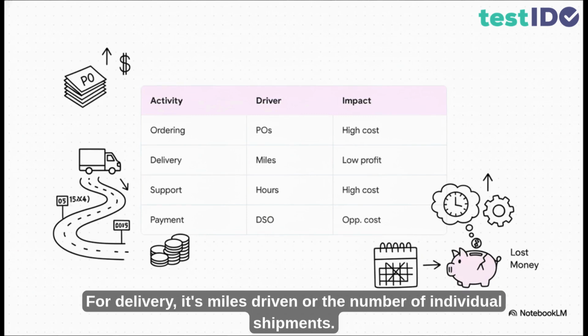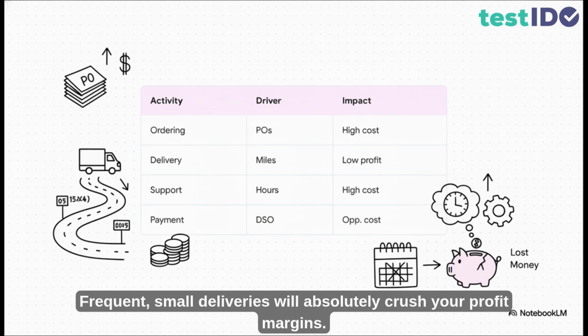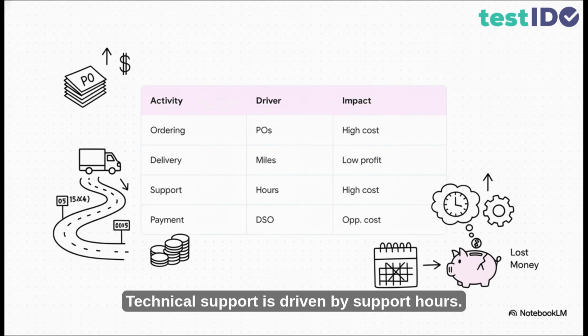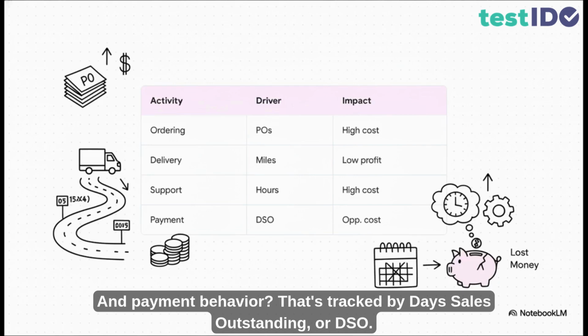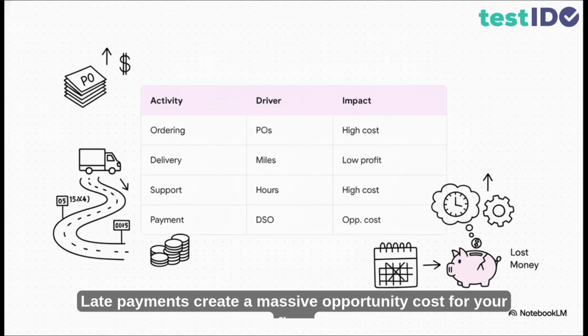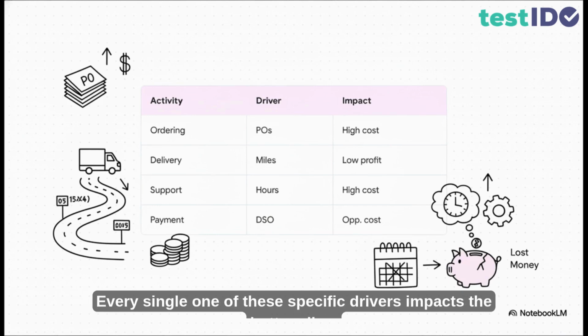For delivery, it's miles driven or the number of individual shipments. Frequent, small deliveries will absolutely crush your profit margins. Technical support is driven by support hours. High-maintenance clients directly drive up your costs. And payment behavior? That's tracked by days sales outstanding, or DSO. Late payments create a massive opportunity cost for your firm. Every single one of these specific drivers impacts the bottom line.